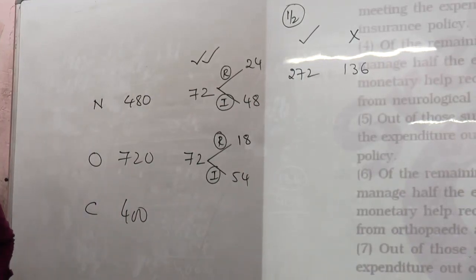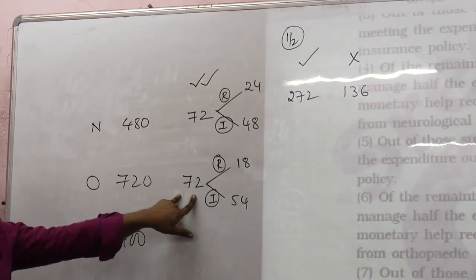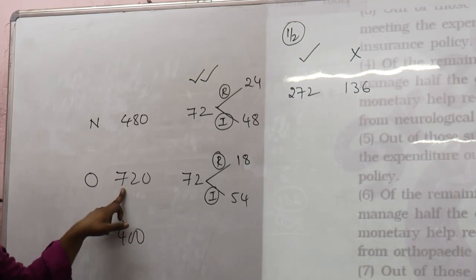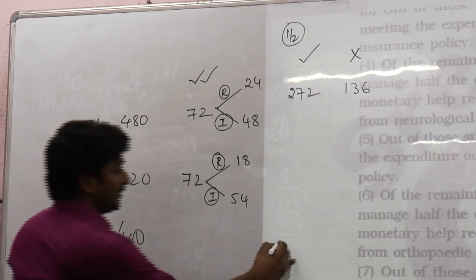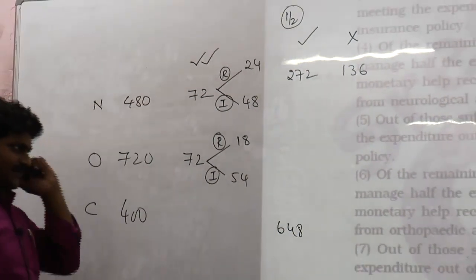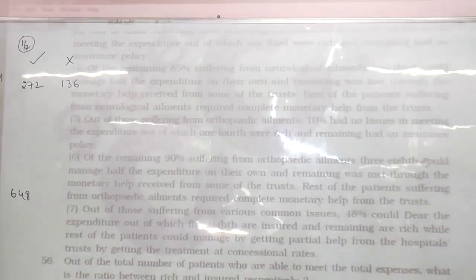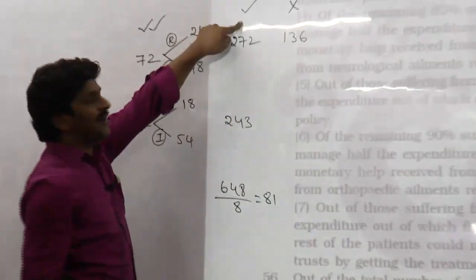Next, of the remaining 90%, 90% in the sense 720 minus 72. Instead of 72 you subtract 100 and add 28. Subtract 100, it becomes 620 and you need to add 28. 648. These are remaining candidates. Of the remaining 90% from the orthopedic ailments, 3/8 could manage half the expenditure. 3/8. First let me calculate 1/8. 1/8 of this number is 81. 3/8 in the sense 3 times of this number, 243. So 243 can manage half the expenditure.